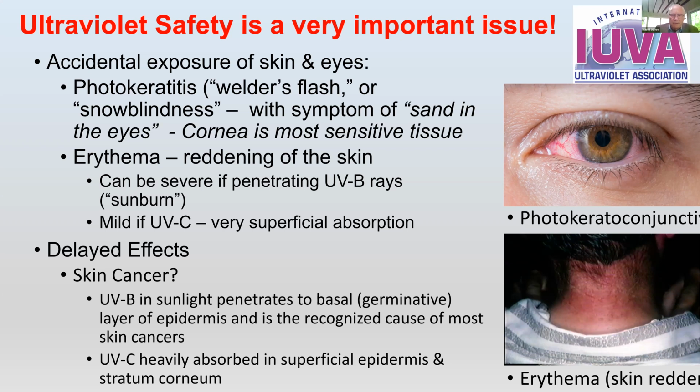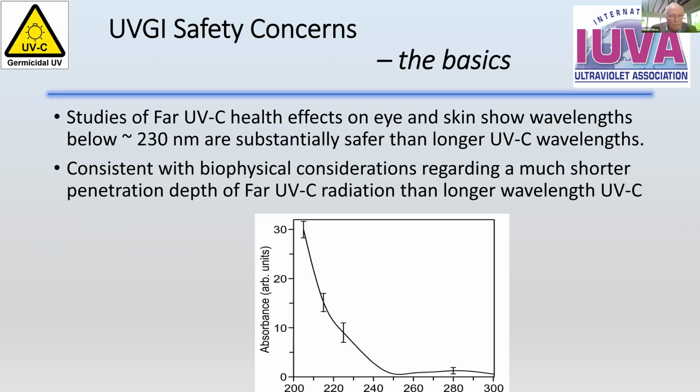layer of the epidermis, the germinative layer, and that's considered necessary in order to promote skin cancer. Whereas UVC is heavily absorbed in the most superficial part of the epidermis and stratum corneum, which is above the germinative layer of the skin. And in general, the reason that far UVC is considered particularly attractive from a safety standpoint is that essentially all proteins, as pointed out before, heavily absorb energy at shorter wavelengths. So the penetration depth in skin and eye tissues becomes very minimal.